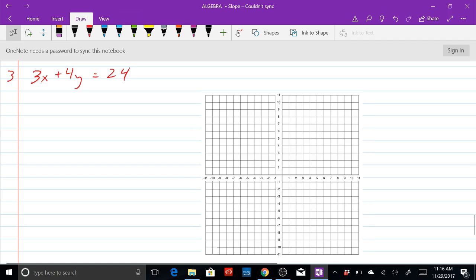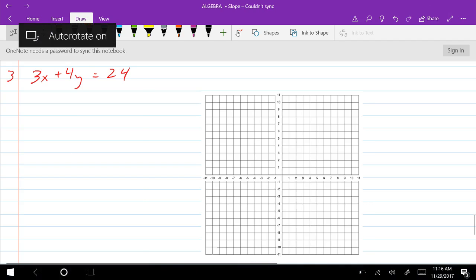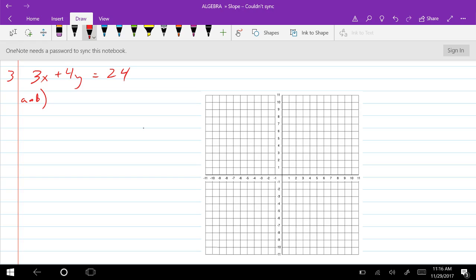So for part A and B, I'm going to solve, and for solving for the x-intercept, I set the 3x equal to 24. That would solve x equals 8. So my point of the x-intercept would be 8, 0. Graph that point.